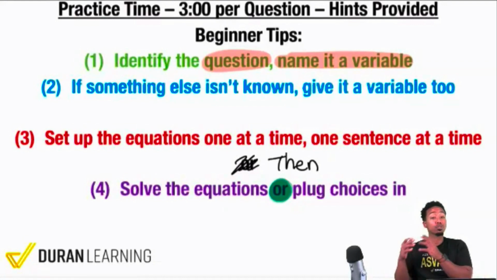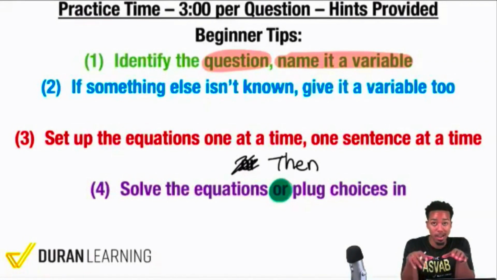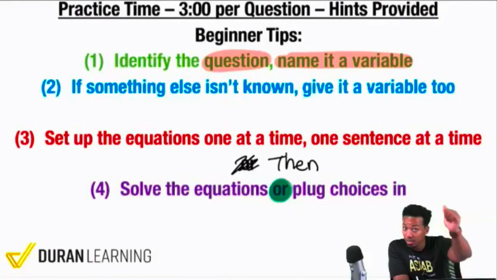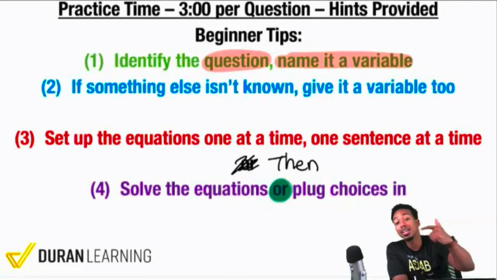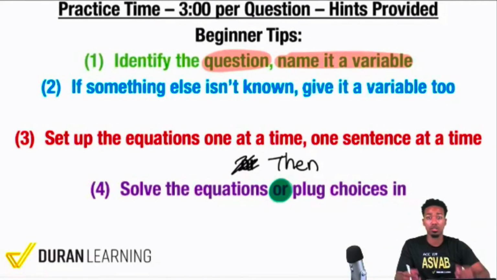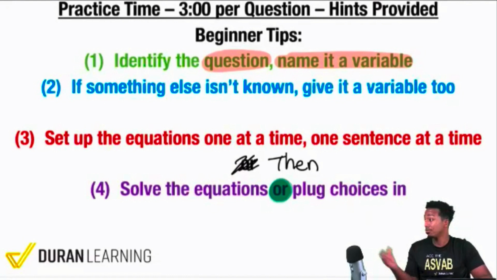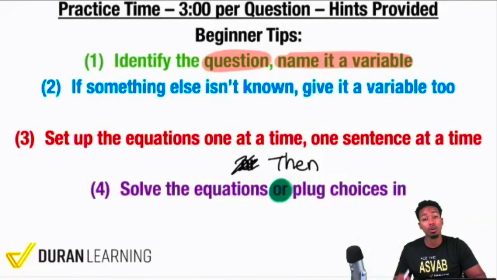So the first 3 steps are going to be the same for everybody. Mark that variable, mark the answer you're looking for. Mark the other letter if you don't know it either. Then set up the equations, tell the story, and then make a choice. Once you know what the story is, plug these answer choices in and see if they work, or solve it. Up to you.